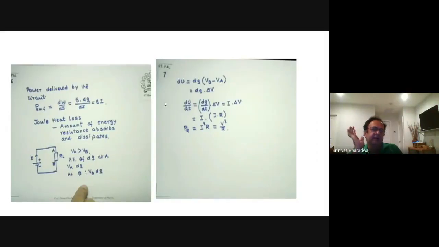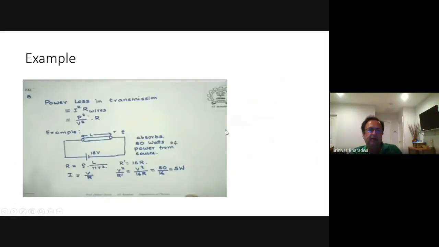Having said that, right now we are only discussing circuits which involve DC. The power company supplies AC. We will come to AC in a future chapter. But generally remember these two formulas: I square R and V square by R. Now power loss in transmission. What is this power loss in transmission?